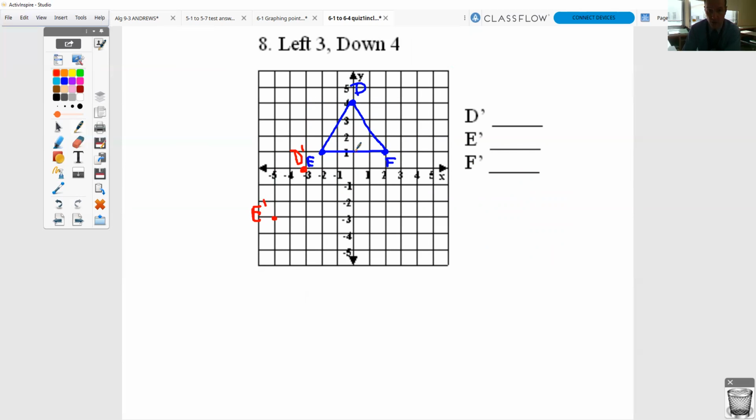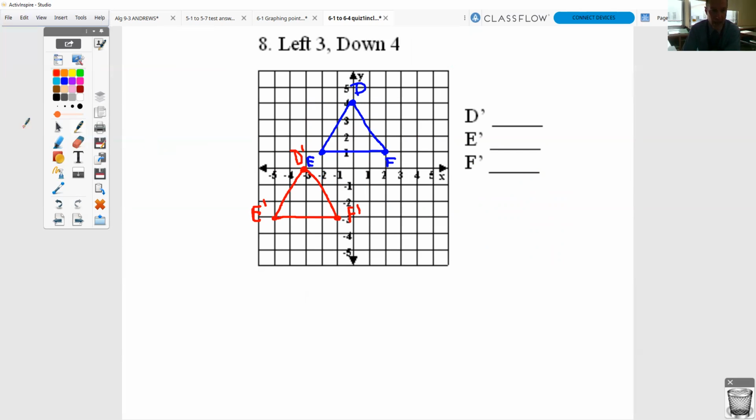Starting at F, 1, 2, 3 to the left. 1, 2, 3, 4 down. This is my new F prime. Connect the dots to form your triangle. Notice that it's the same exact size, same exact shape. It's just slid down to another area.